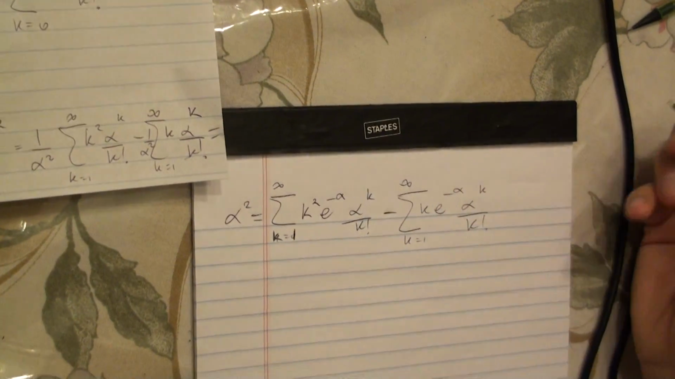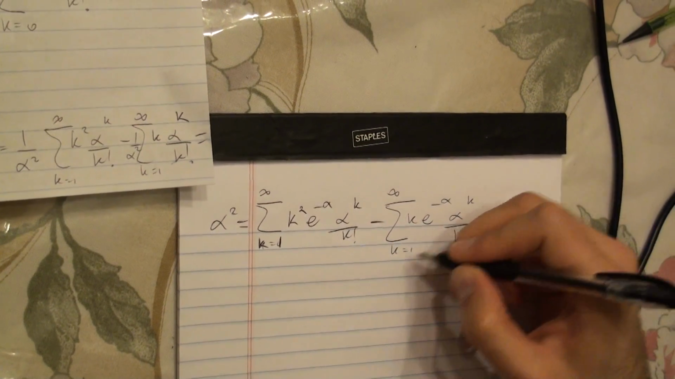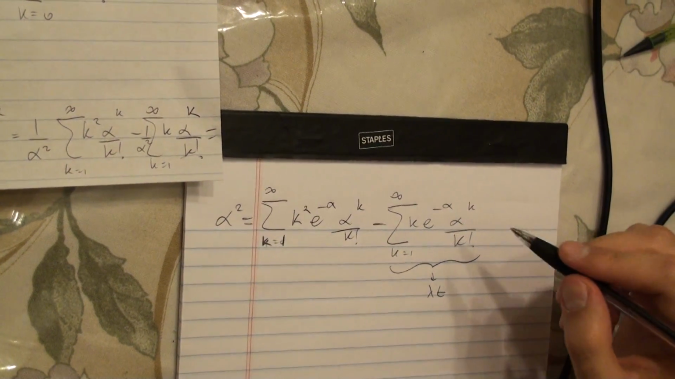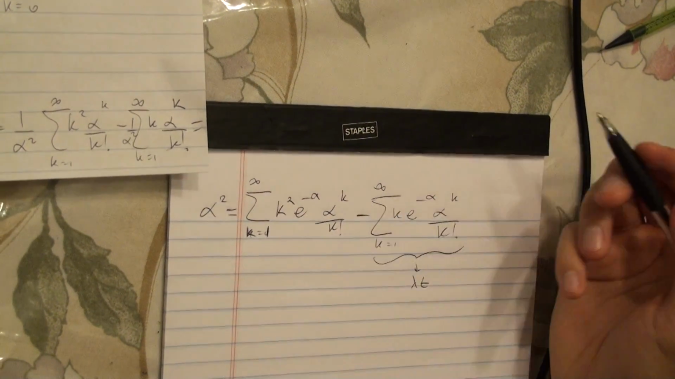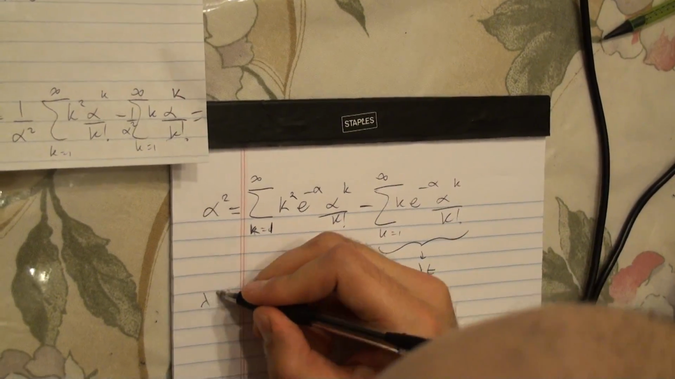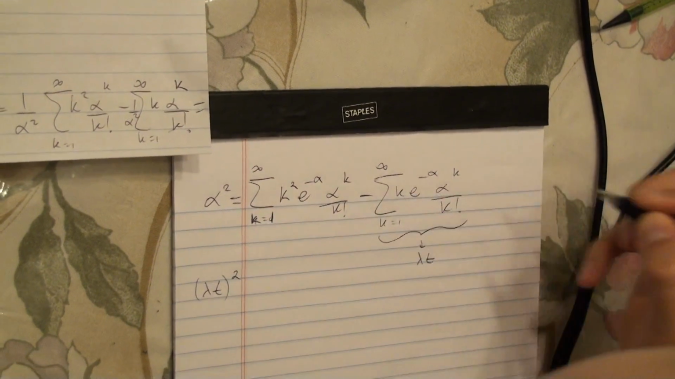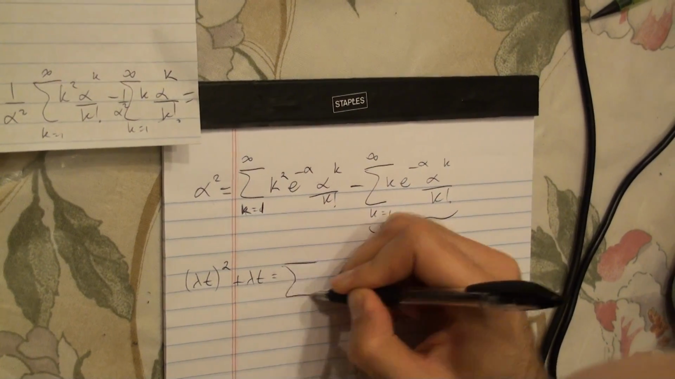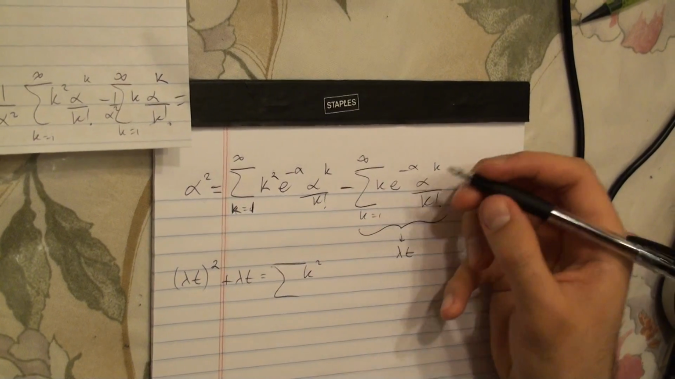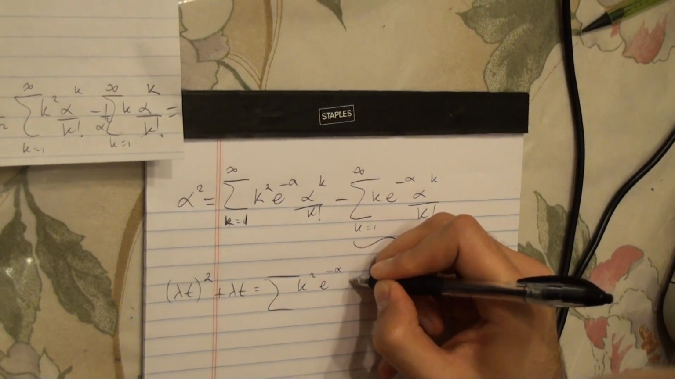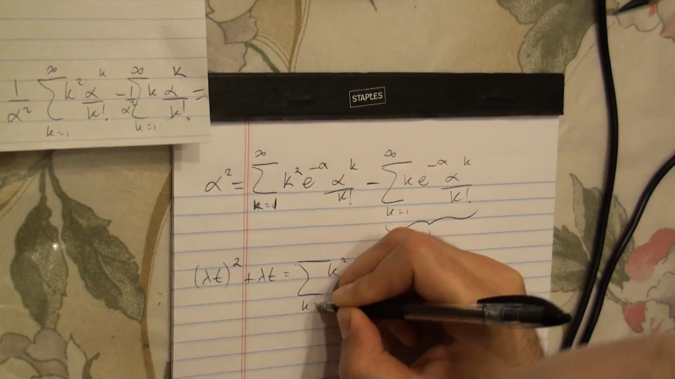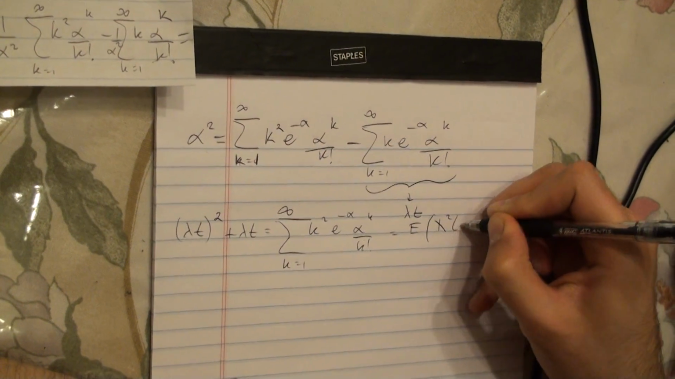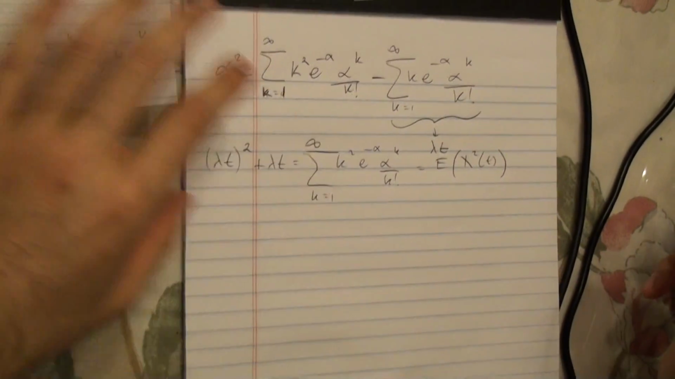This is just the expected value of x, so this becomes lambda t, and since alpha is lambda t, alpha squared becomes lambda t, everything squared. I'm going to bring this to the other side, and I'm left with this summation, which is just the expected value of x squared. Okay, so now we can use that.